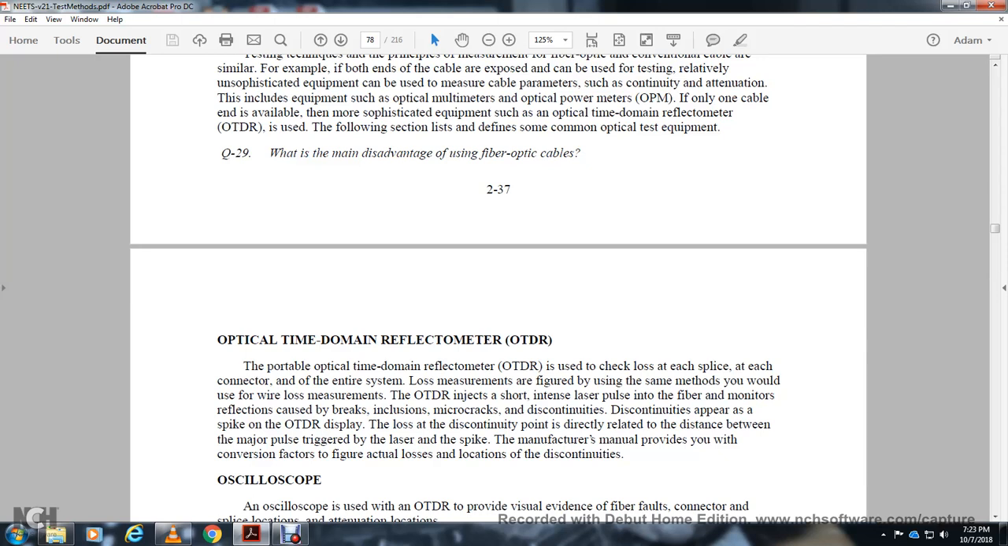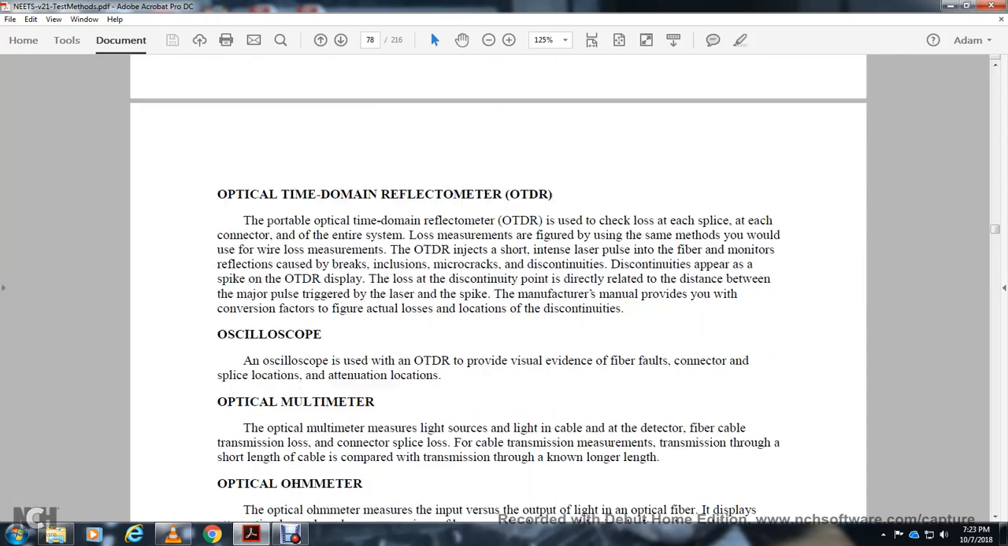The optical time domain reflectometer injects a short, intense, large pulse into the fiber and monitors the reflection. Breaks, including micro cracks and discontinuities, appear as a spike on the optical time domain reflectometer display, with the distance to the discontinuity point measured electrically. The manufacturer's manual provides you with a conversion factor to figure accurate actual losses and locations of devices.